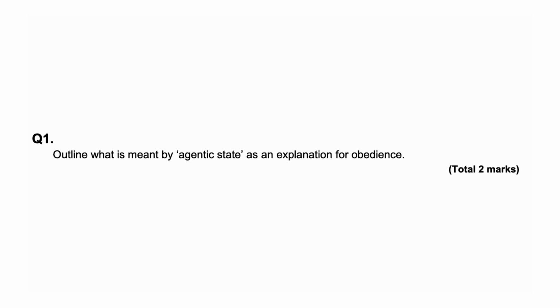So now, as I always do, I'll give you guys a couple of exam questions. You can either answer them in your head, write it down, or do whatever you think would benefit you most as part of your revision. So the first one is a 2-marker, and it is outline what is meant by agentic state as an explanation for obedience. So pause the video, give yourself a couple minutes to think about it, write your answer, and then we will go through the mark scheme.